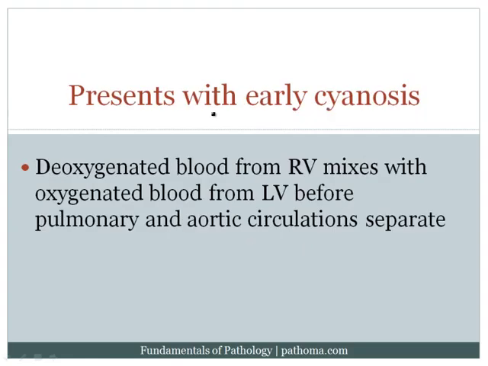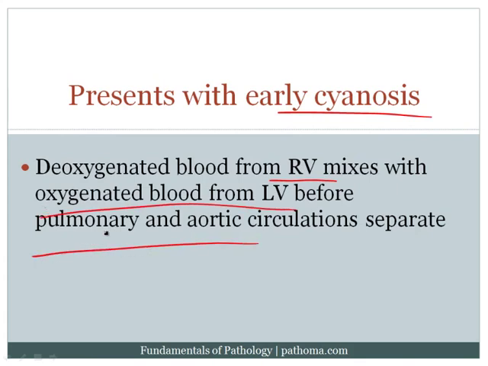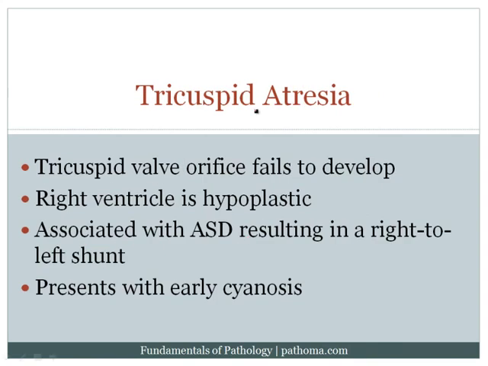And so these patients present with early cyanosis, and the reason is that the deoxygenated blood from the right ventricle mixes with the oxygenated blood from the left ventricle before those circuits actually separate. I've already described that in the image. Tricuspid atresia is when the tricuspid valve orifice fails to develop. And again, the word atresia means that you fail to form the lumen of a tube. And in this particular case, the tube is the atrium.